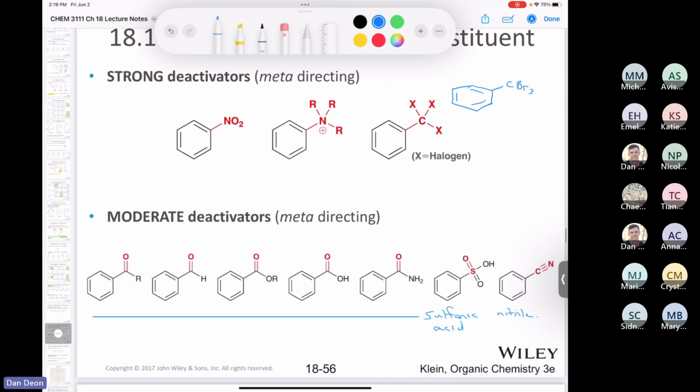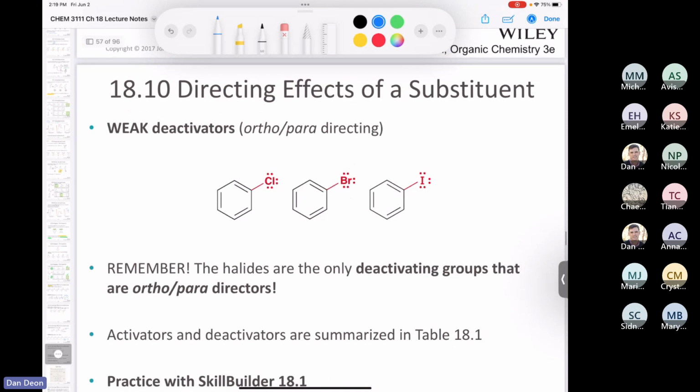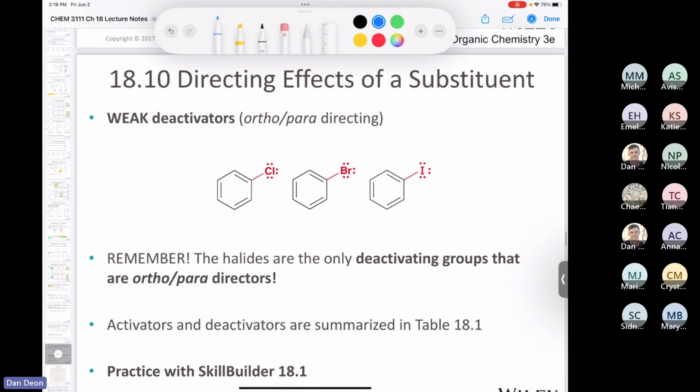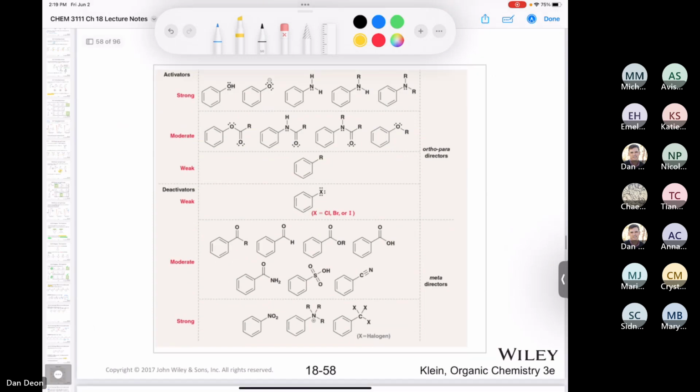All right. And then when it comes to the weak deactivators, we said that the only weak deactivator that we looked at was the halogens. But remember, they're an exception. They're deactivators, but they're ortho-para directors. And that's all of the information you need to know. And this, again, is all summarized in table 18.1. Here's that table right here.